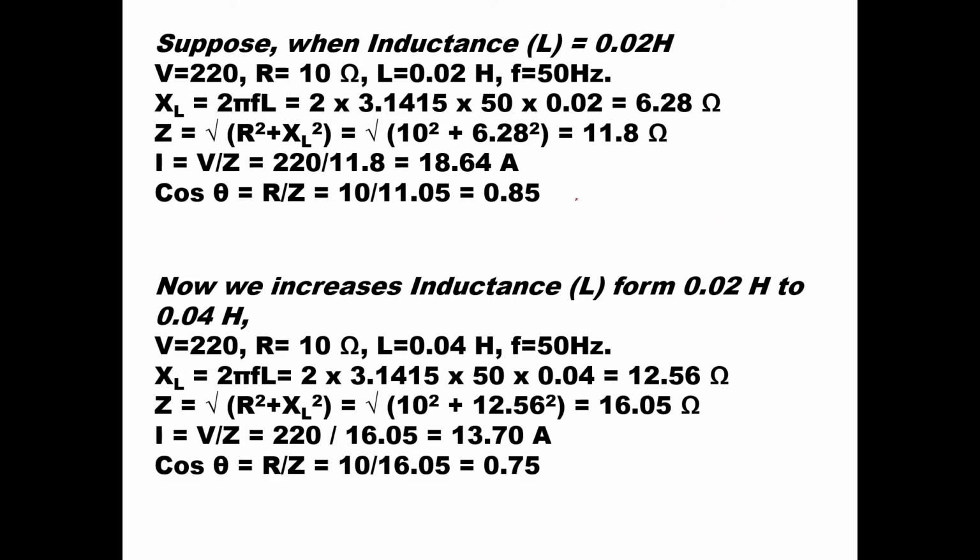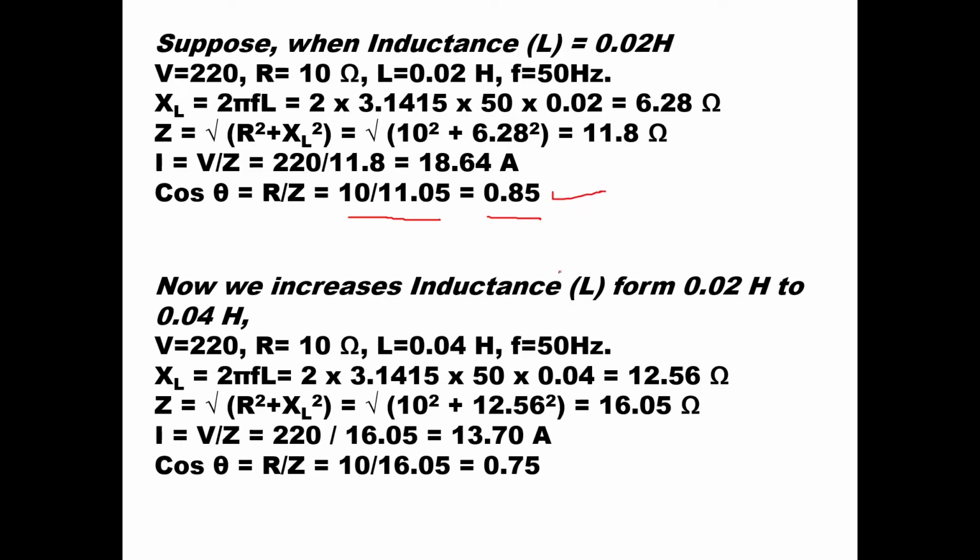And then the current is equal to voltage upon impedance, that is 220 upon 11.8, and that is equal to 18.64. If you take cos theta of R by Z, then you can see here the answer is 0.85 in the first case.